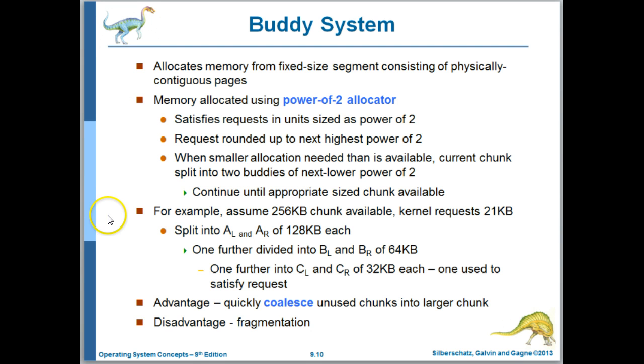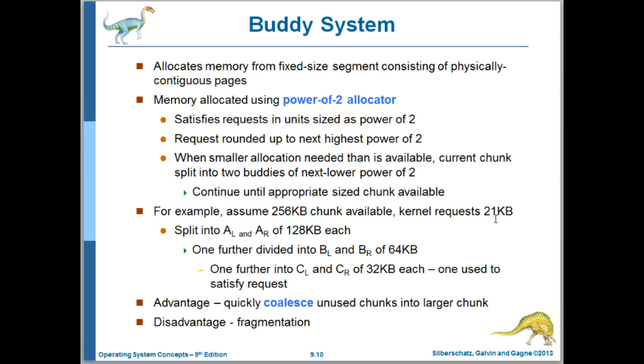So in this example, if there's a 256 KB chunk available and the kernel requests 21K, well, that 21K will be rounded up to 32K. The 256K is broken into two buddies, 128K each. One of those buddies is broken up into two 64K, and one of the 64K is broken into two 32K, one of which will be used to satisfy the 21K request.